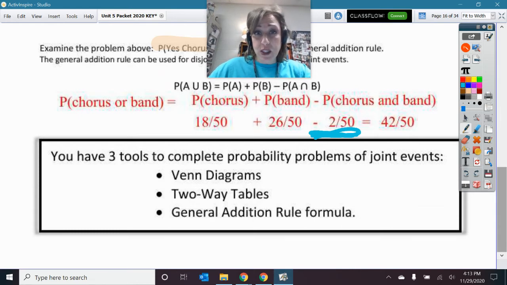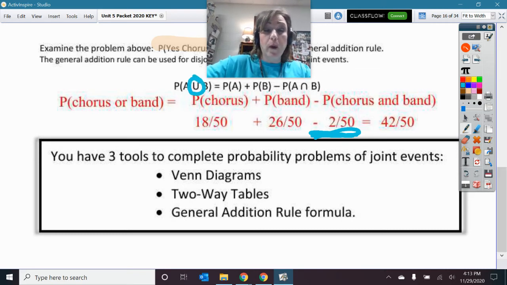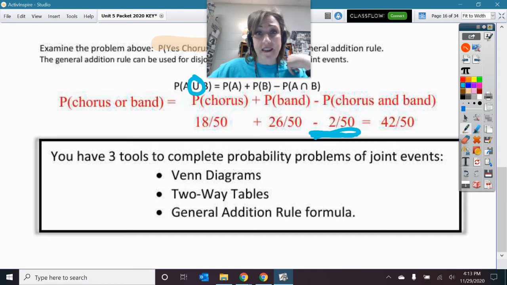So now we have 3 tools of how to do these kinds of problems that are joint events. We've got Venn diagrams, if you like those, or you could just make the two-way tables, or you could use a general addition rule formula. Now that is really just playing with A or B, so you're a little bit more limited if you're asked questions more than just that.